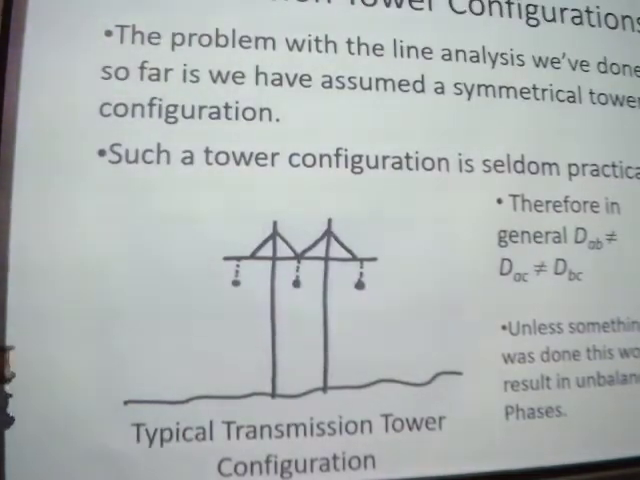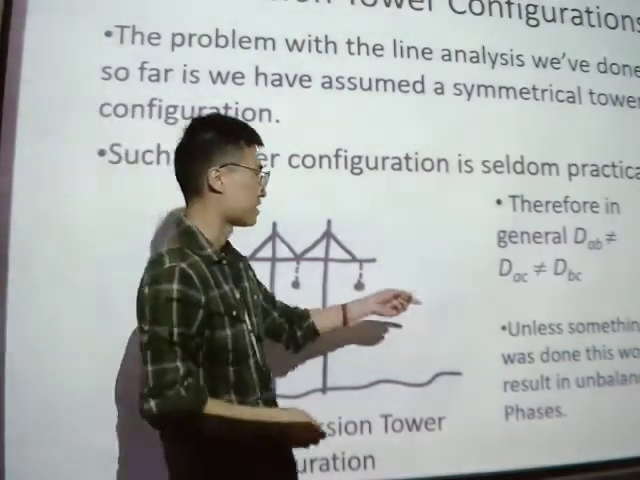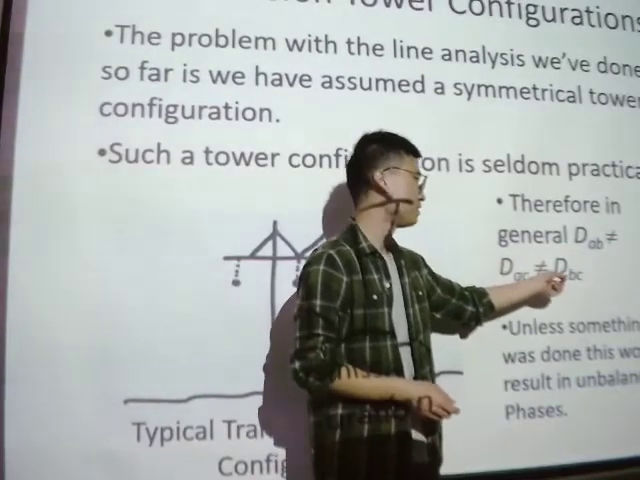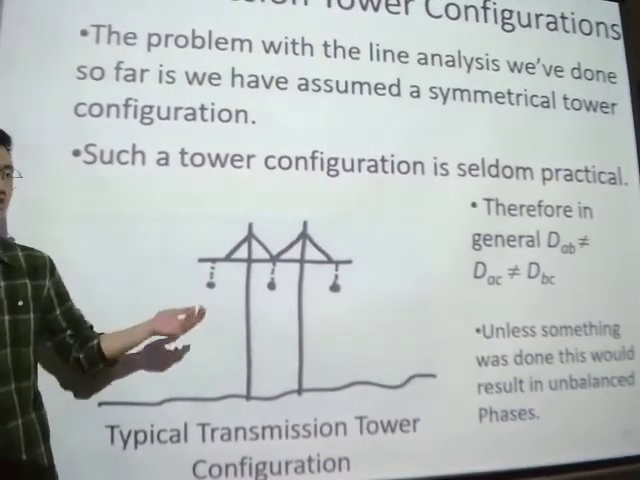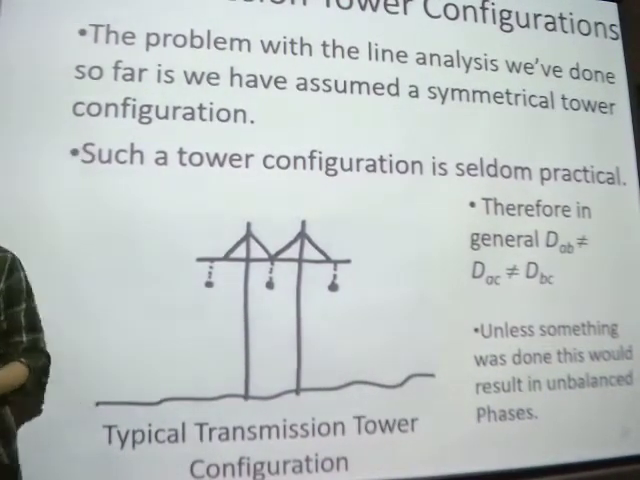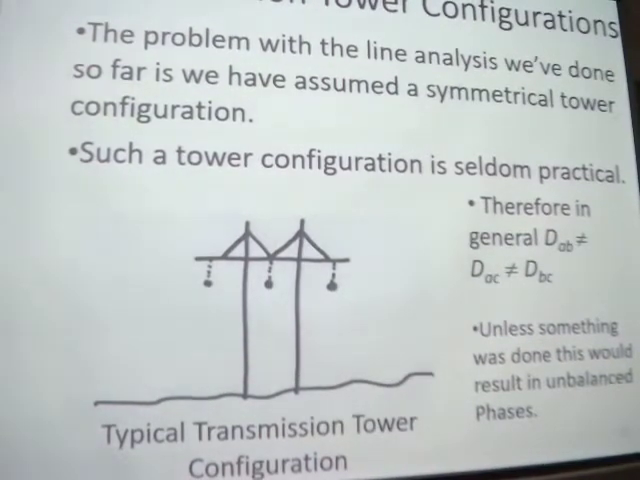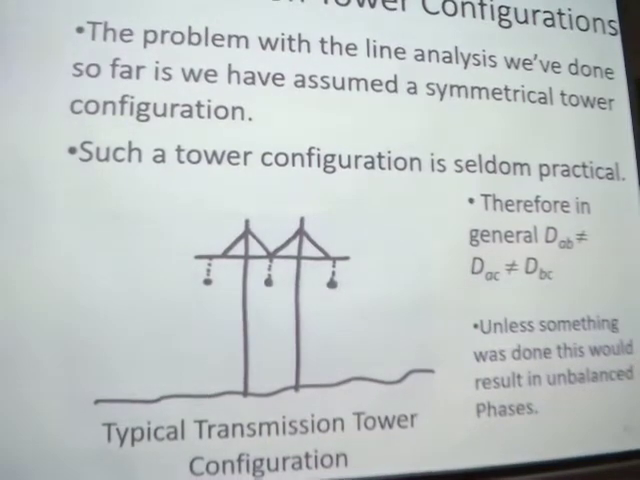So in the real world, actually, when we discuss our problems, we will always assume that our network or system is a balanced system, right? But in the real world, we see that the distances between phases A, B, and C are commonly not equal, right? So they do not share the same value. So it is actually very difficult to get a balanced three-phase system in the real world.